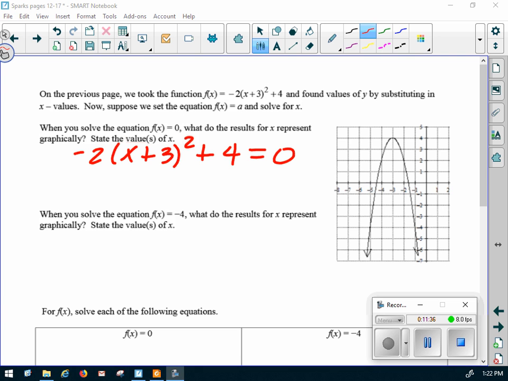Let's solve this. Subtract 4, divide by -2, right? What do you get? Where do you go from there? Well, best way to do this one's square root. Let's square root both sides. What do we get?